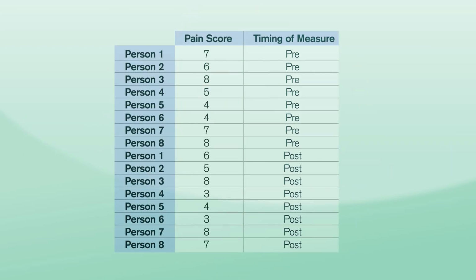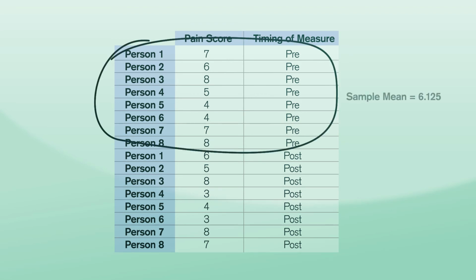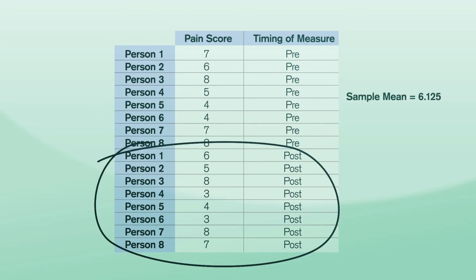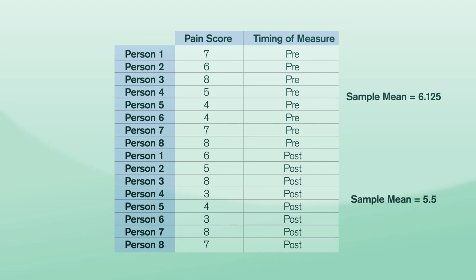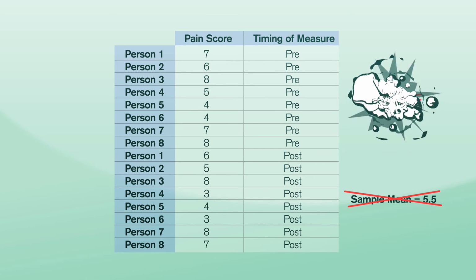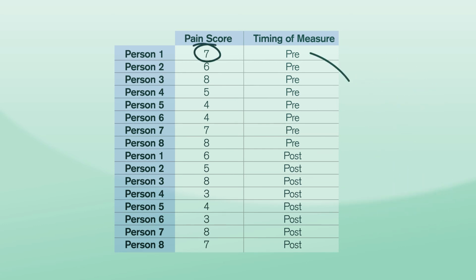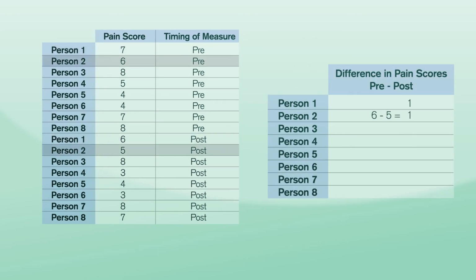Do we simply want to compare the mean of the pain scores of the group of 8 before the medication with the mean of the pain scores of the group of 8 after the medication? We really are more interested in the change in pain score for each person from pre-medication to post-medication. So we are more interested in the series of 8 differences in pain scores, pre- and post-medication. We are conducting a paired t-test.